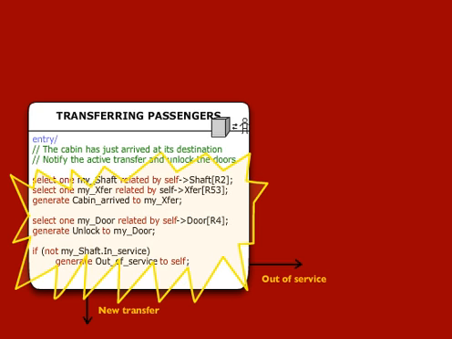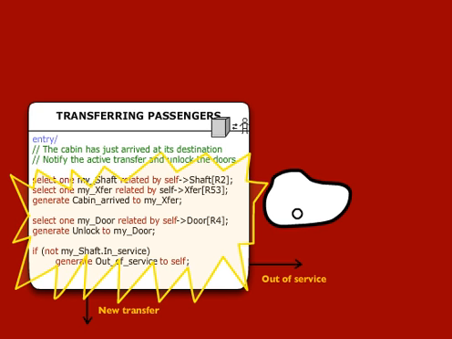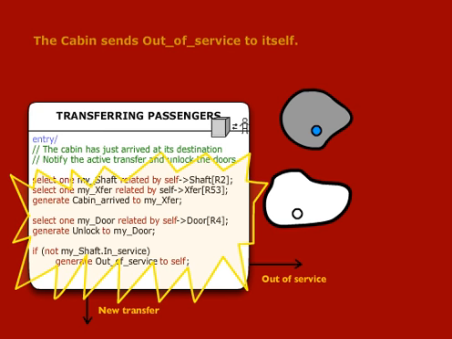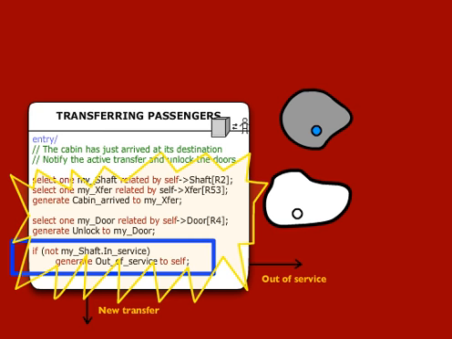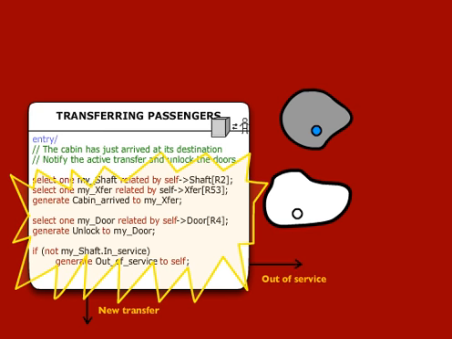A cabin enters the transferring passenger state and begins executing its procedure. While this is going on, a new transfer event arrives. The event is held, of course, since we are busy executing a procedure. The cabin sees its shaft is no longer in service, so it sends the out-of-service signal to itself. By the way, since this if/generate action has no data dependency on any of the other actions in the state, it may execute in parallel or even earlier than the other actions. You shouldn't assume that actions are processed in vertical order, though that's a topic for a future article on action execution. Anyway, the out-of-service signal is also held.